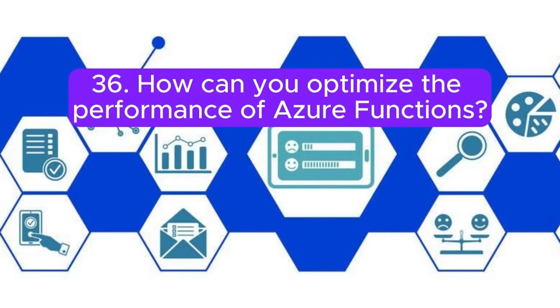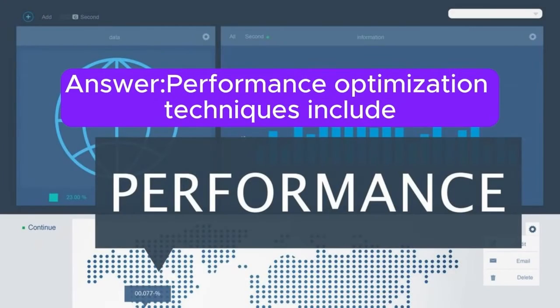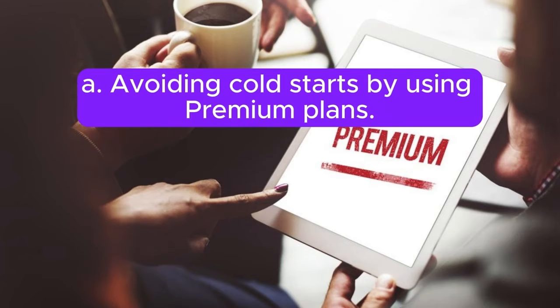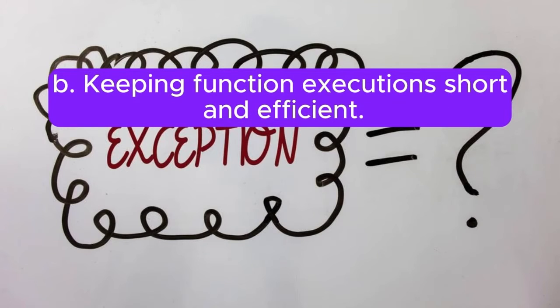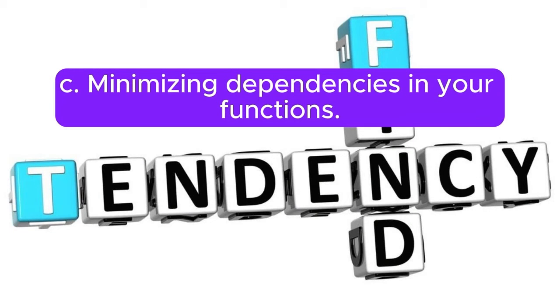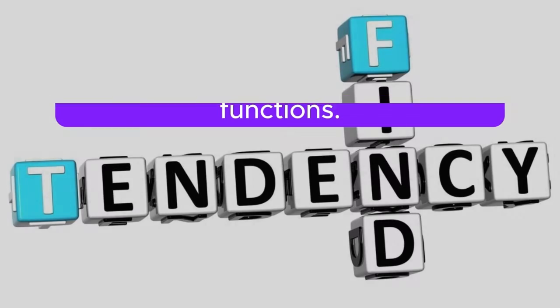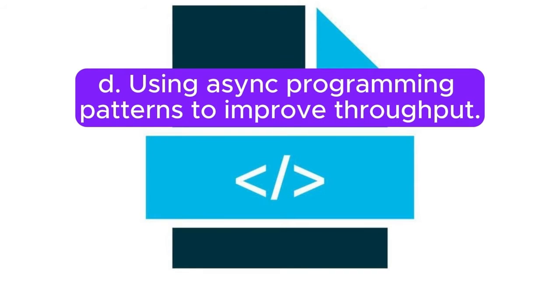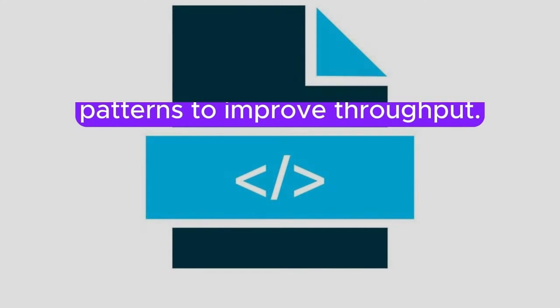36. How can you optimize the performance of Azure Functions? Answer. Performance optimization techniques include A. Avoiding cold starts by using premium plans. B. Keeping function execution short and efficient. C. Minimizing dependencies in your functions. D. Using async programming patterns to improve throughput.